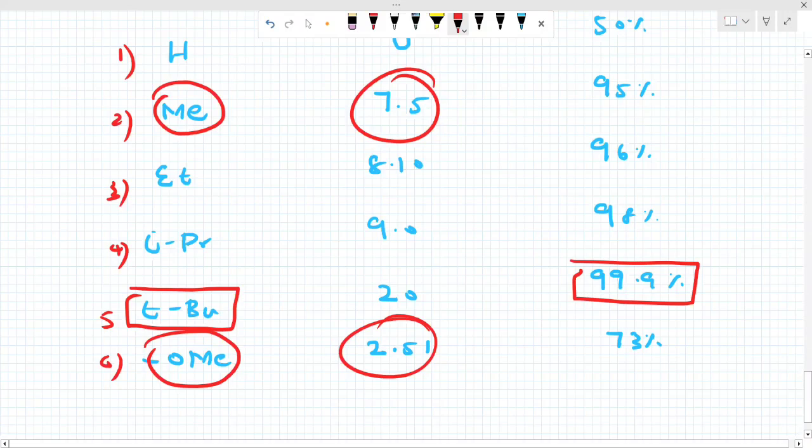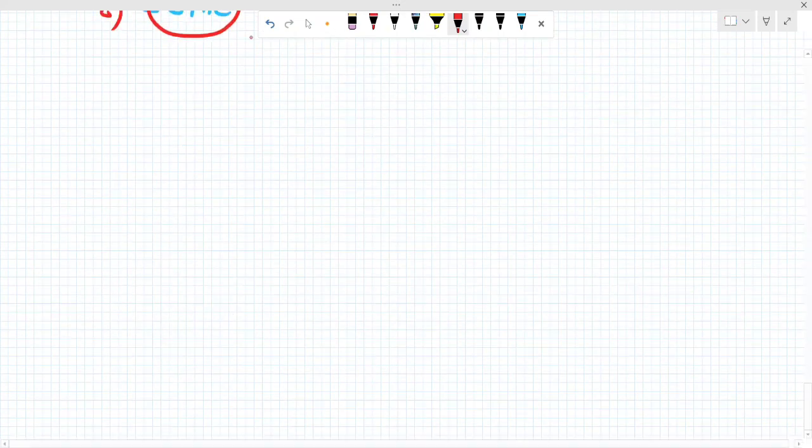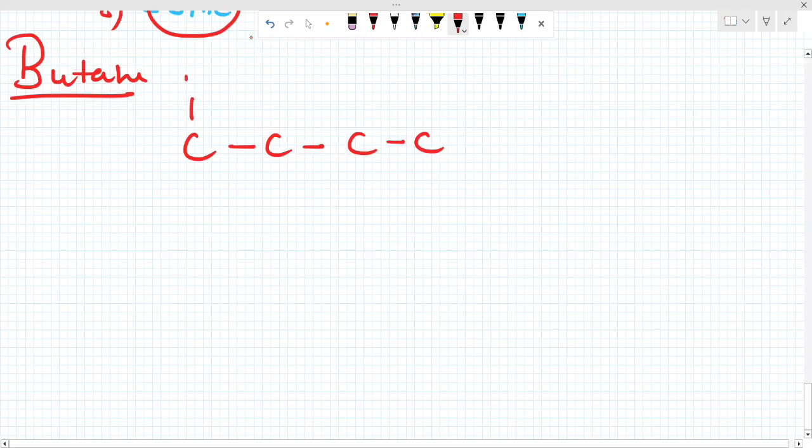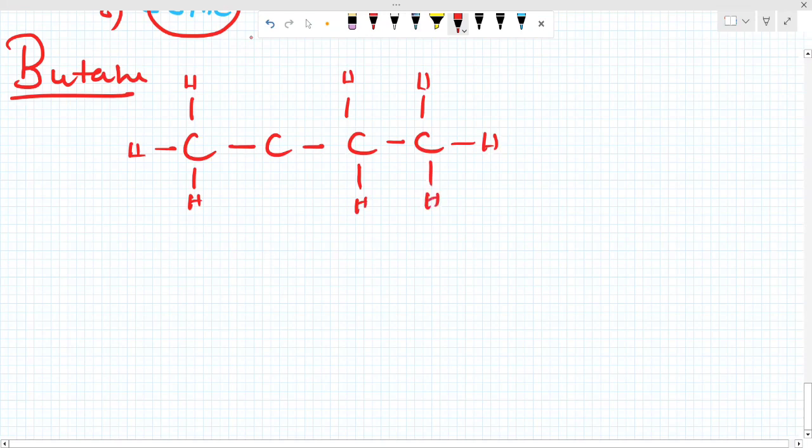It's very important. Please note butane. Let's see. Now carbon. Right. Now this is hydrogen. This is hydrogen. Similarly, this hydrogen, and this hydrogen, and this hydrogen, this hydrogen, and this hydrogen. Right, okay, this is a butane, right?